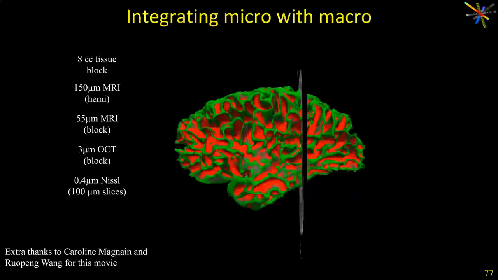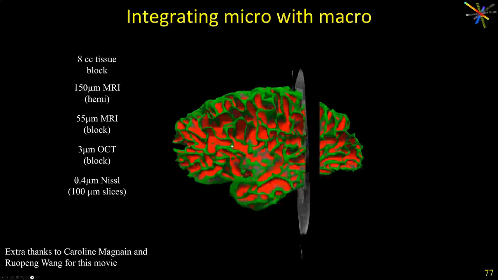So we put all this together. This is actually a fairly old slide. I think we can hopefully do better one of these days. This is 150 micron X-ray MR, surface models derived from it, 55 micron MR of a small block, 3 micron OCT, and then a little under 0.5 micron Nissl stains as the movie progresses.